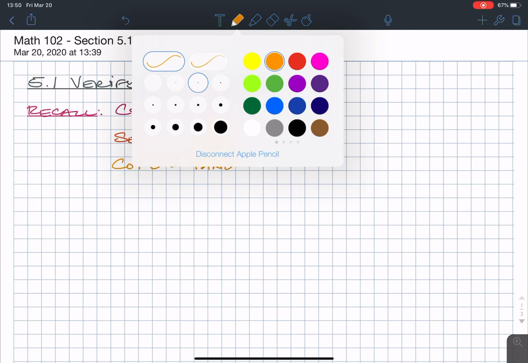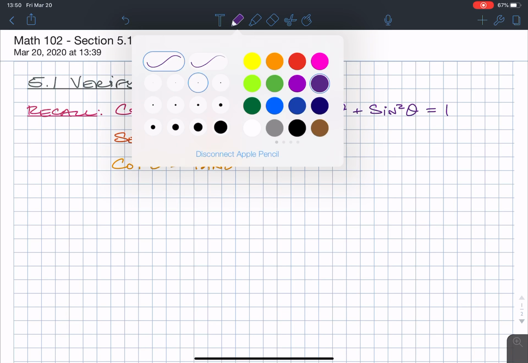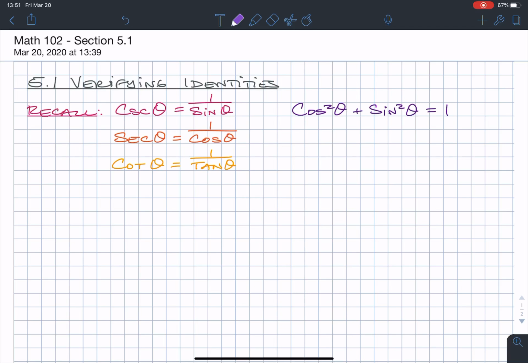Our Pythagorean identities are, the main Pythagorean identity is cosine squared theta plus sine squared theta is equal to 1. If I divide each of these by cosine squared theta, I get 1 plus tangent squared theta is equal to secant squared theta. So tangents and secants always go together. However, if I were to divide the main Pythagorean identity by sine squared theta, I would get cotangent squared theta plus 1 is equal to cosecant squared theta. That is, cotangents and cosecants always go together.